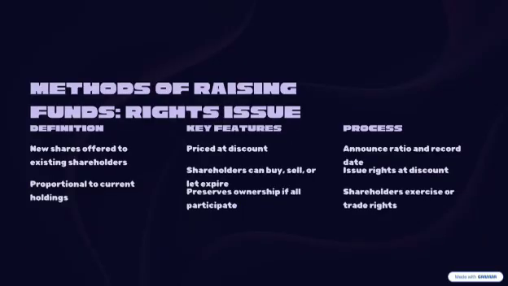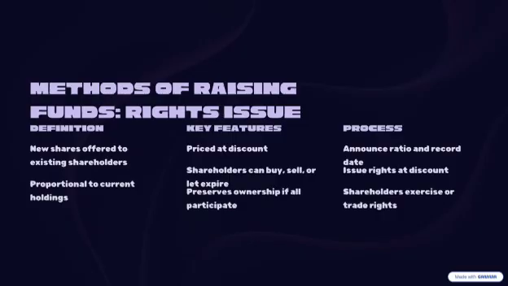Rights issue, that's the third one. Now, this is an offer of new shares made to existing shareholders in proportion to their current holdings. For example, when Guaranty Trust Bank needed additional capital to meet new banking regulation, it offered existing shareholders the right to buy new shares for every 8 shares they already own at a discounted price.